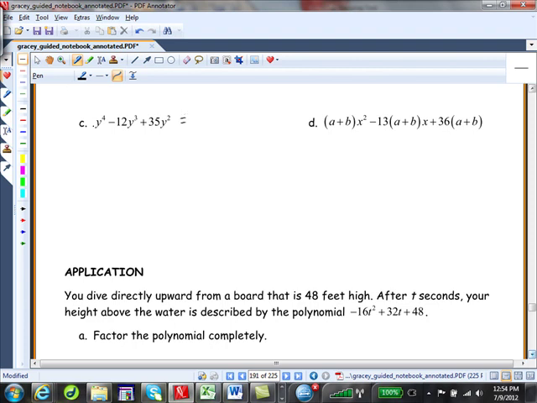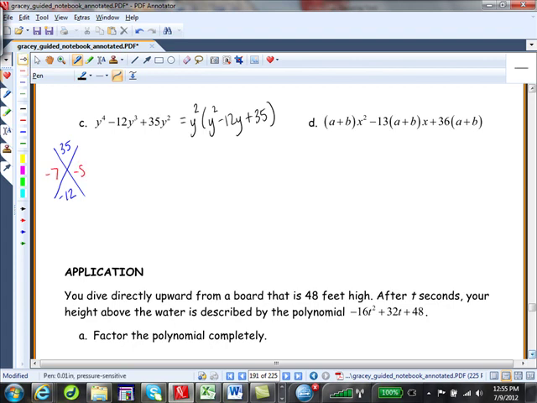Notice we have a y to the fourth, a y cubed, and a y squared. So I can certainly factor out a y squared, and I'm left with y squared minus 12y plus 35. So, looking at that parentheses, I have an overall product of positive 35, and when I combine like terms, I'll be adding two negatives to get negative 12. So, let's see, I believe that negative 7 and negative 5 fit that bill.